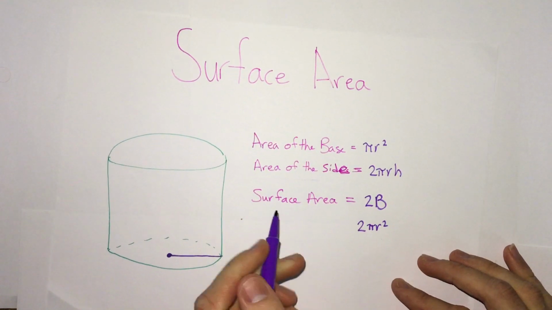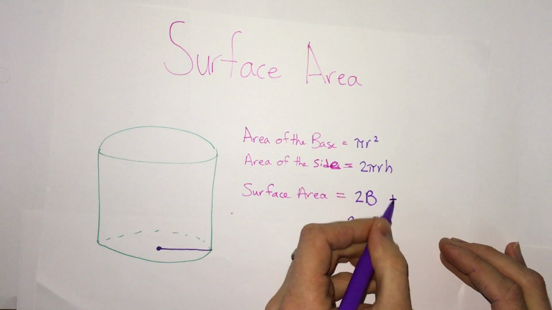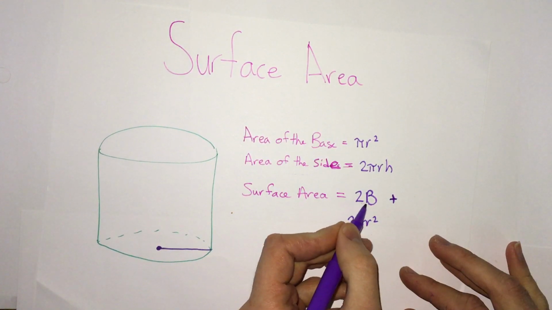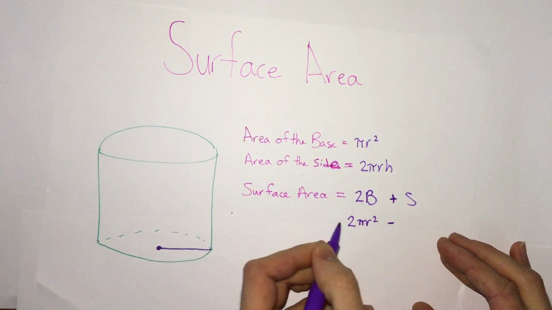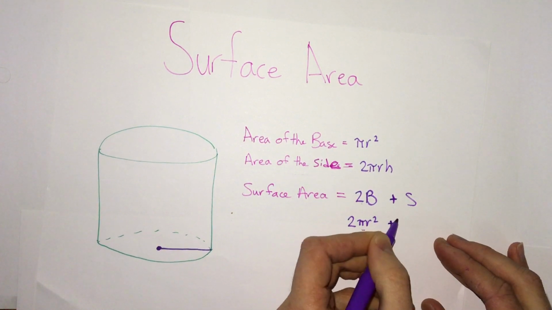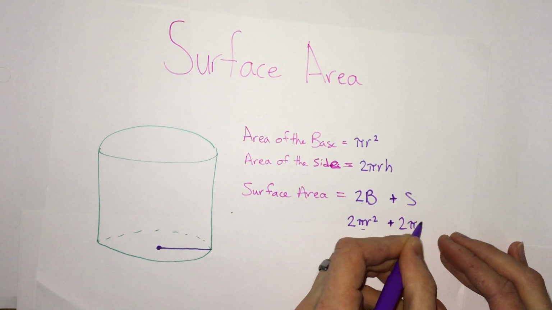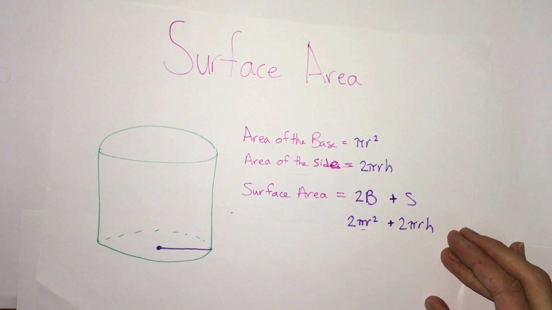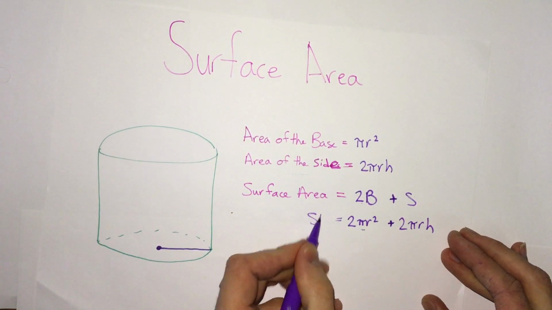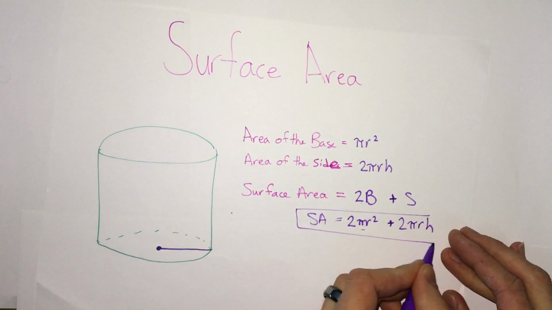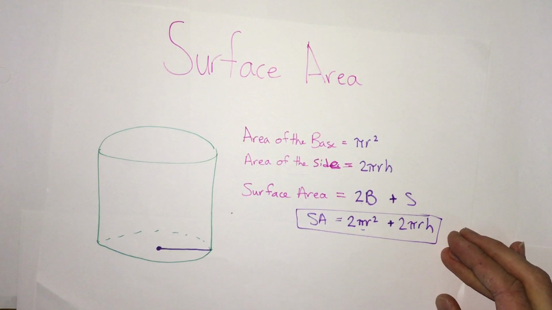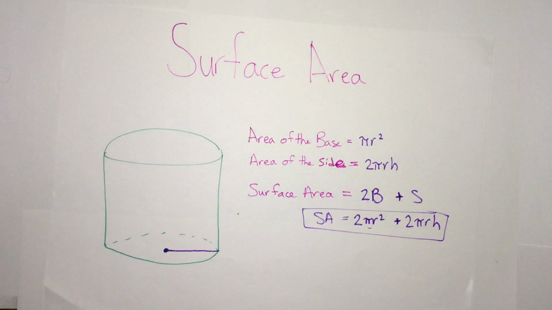And there's only one side, so surface area is 2 bases plus the side, so 2 pi r squared plus 2 pi r h. This right here is the surface area formula. So we're going to look at how to use that and the volume formula, pi r squared h, to get the volume and surface area of a can.